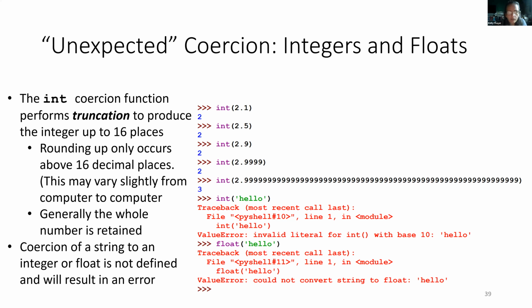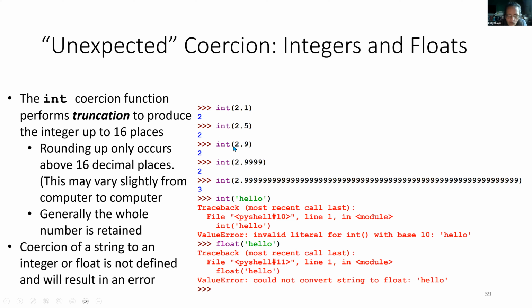But the idea here is that if you try to do int of 2.1, for example, truncation means it's going to chop off the decimal part, right? So int of 2.1 will give you 2. Int of 2.5, you may be like, oh, well, that should round up, right? 5 and above, I should round up. I think it's going to give me 3. Nope, it's going to chop the decimal point off.